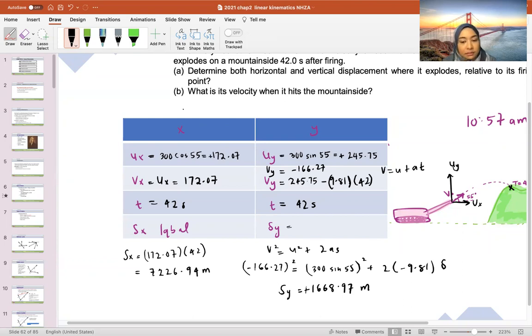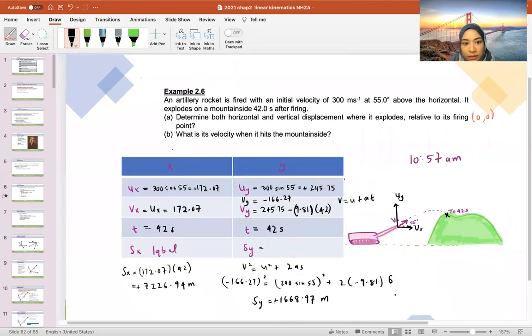Nampak macam okay tak? Ke macam besar sangat ke? Macam mana? Does it make sense? Kilometer. Did they tell you it's kilometer? Okay, so when kita pakai equation ni, kita akan dapat dalam SI unit, which is always meter. But if you want to convert to kilometer afterwards, boleh. Tapi sebenarnya when we use the equation, we always get in meters.